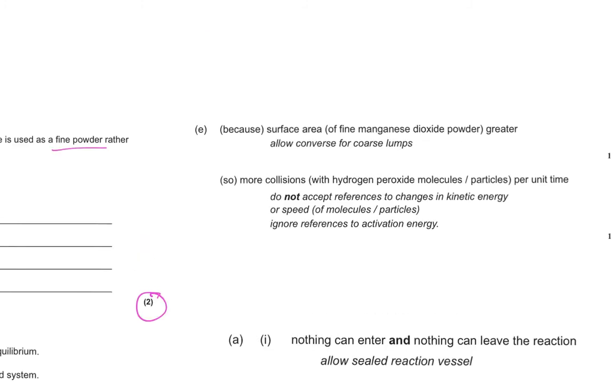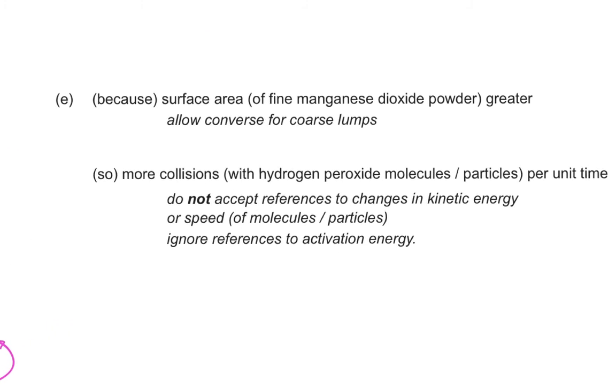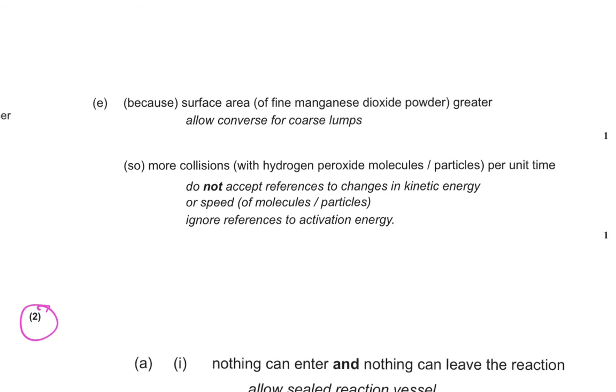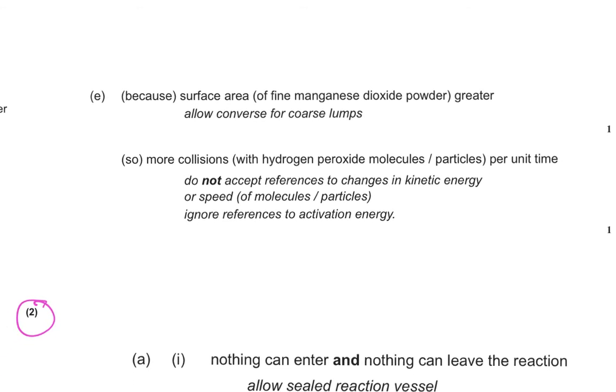So, the mark scheme is very clear. Because surface area of fine manganese dioxide powder is greater, there are more collisions per unit time. Now, you can say the word frequent collisions here because that means the same thing. In some questions, you would have a 3rd mark here describing how the rate of reaction would increase. I think they have been probably a little bit harsh here in terms of only giving these 2 as your points, but it is only a 2-mark question.